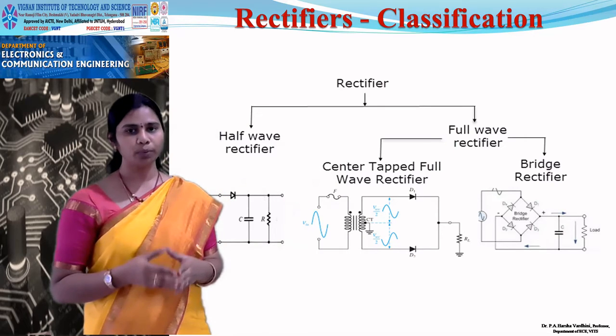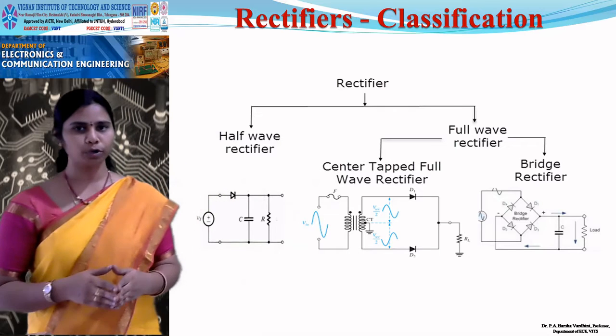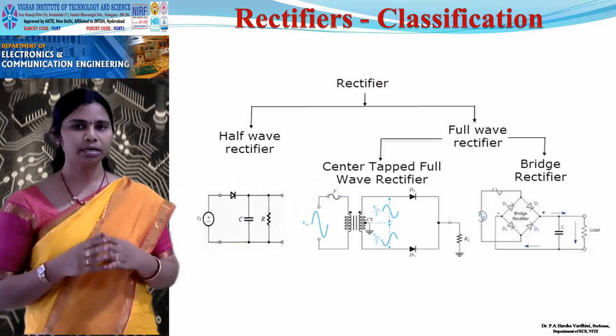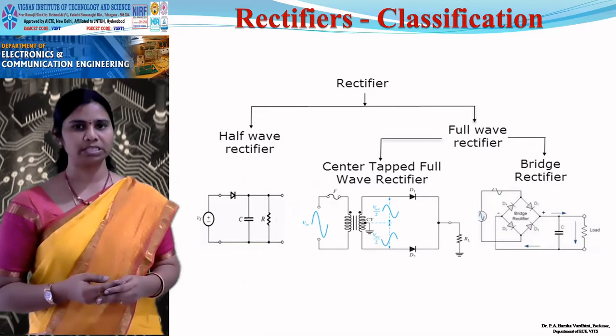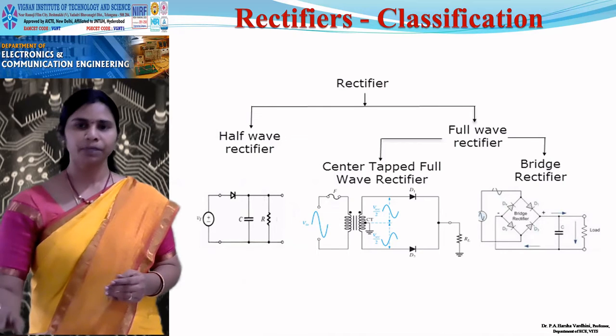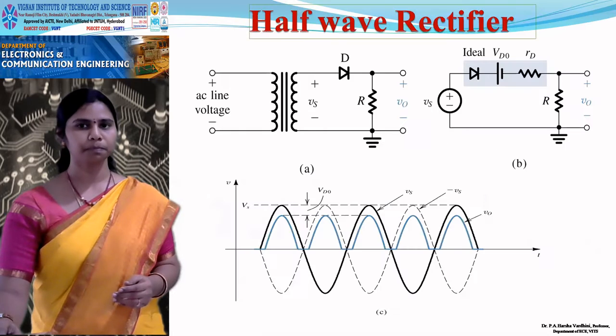We will see one by one the 3 rectifiers, how they operate, what is the output of these rectifiers, how is the ripple content, or whether you have pure DC or not at the output of each rectifier. So we will check it out. We will move to the first rectifier, which is the half-wave rectifier.